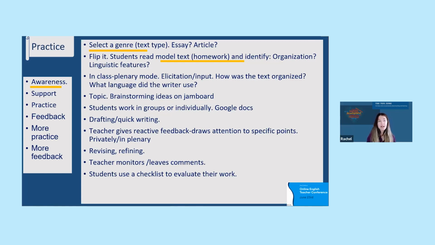Then when they come to class, support from you. You can have this in plenary mode and elicit. All right, everyone. So what did you think about the text? How was it organized? Can I hear some ideas? Or what language did the writer use? What did you notice? So at this stage, you're eliciting and you can confirm right answers. And if they make any mistakes, you might need to give some input. You might need to tell them something that they didn't notice. There's nothing wrong with that.